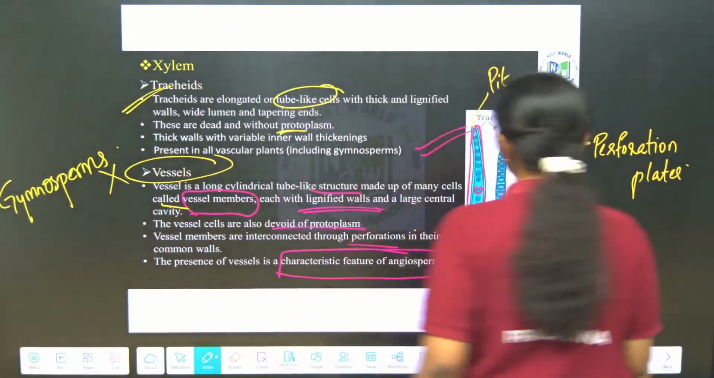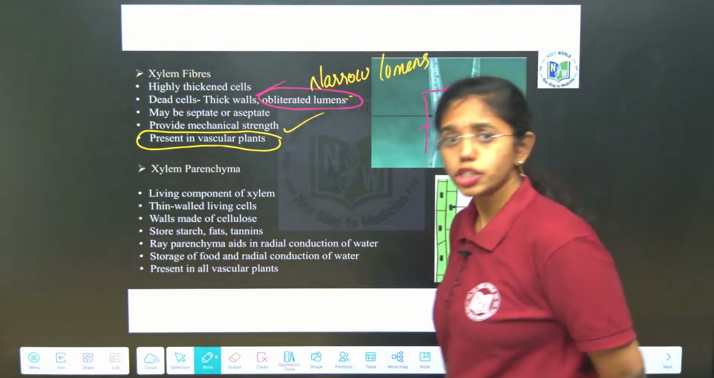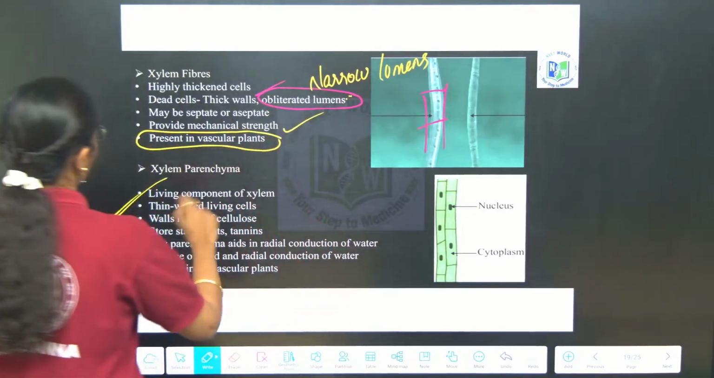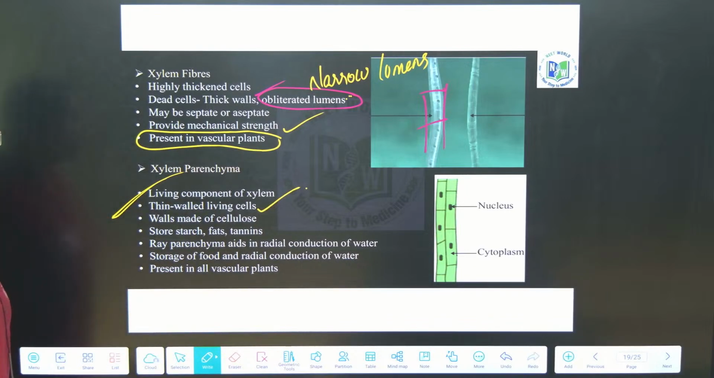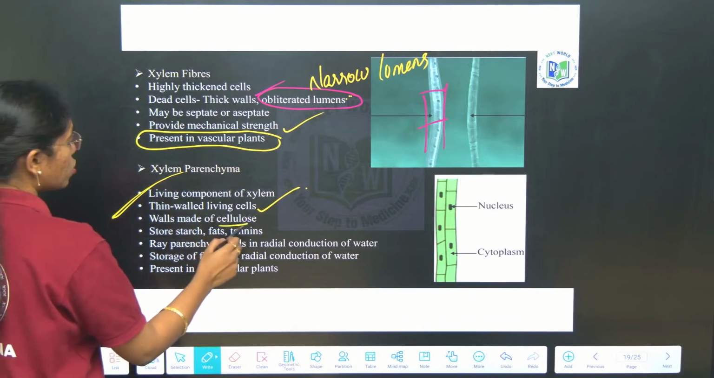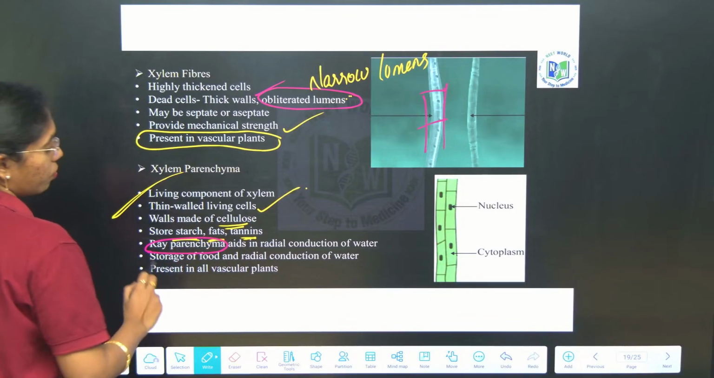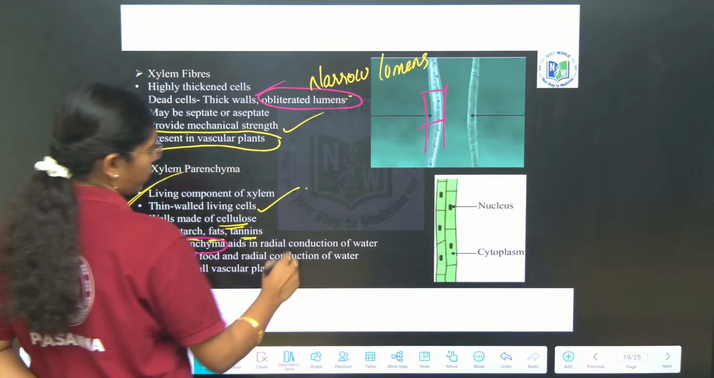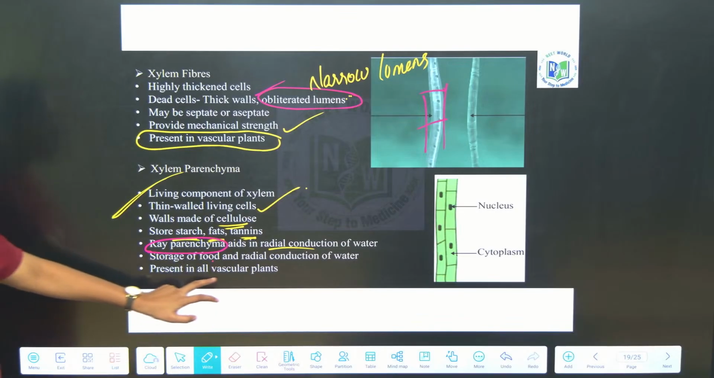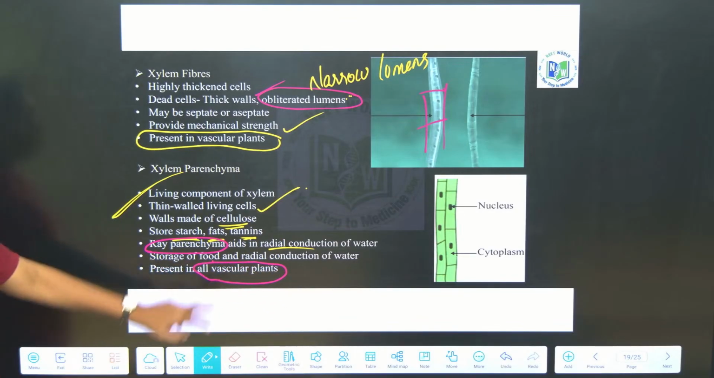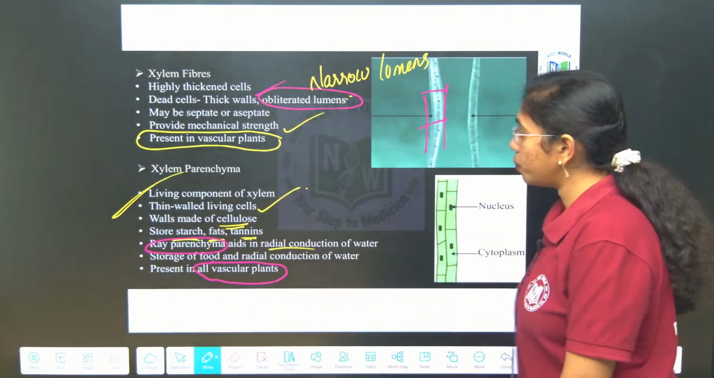Next, xylem parenchyma. This is the only living component present in the xylem tissues, made of thin-walled living cells. The wall is made up of cellulose. It stores starch, fat and tannins. Ray parenchyma aids the radial conduction of water, and also helps in storage of food. Xylem parenchyma is present in all vascular plants. Vessels are only absent in gymnosperms.